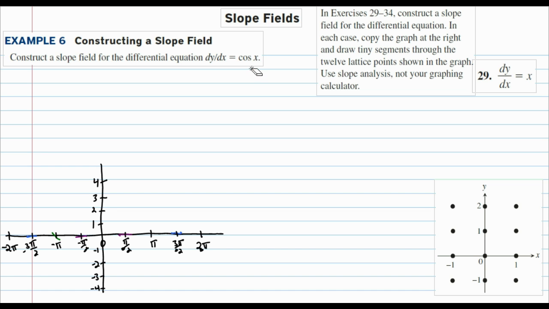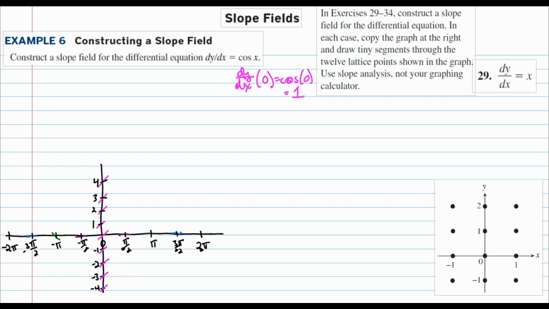So I'm going to plug in, let's say, 0. So cosine of 0 is 1, so that means when x is 0 all the time, no matter what y is, because this doesn't depend on y, the slopes are 1. So now, where x equals 0, I'm going to draw all these little mini tangents that have a slope of 1. Same thing, so all the way through the y-axis basically.